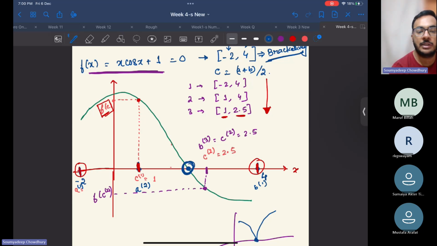It will not give you the other solution. If you choose a different initial guess, then it might give you the other solution. So I'll show that in the Newton-Raphson method also.